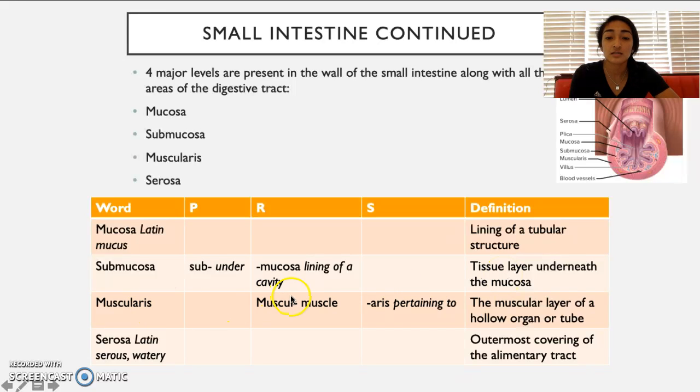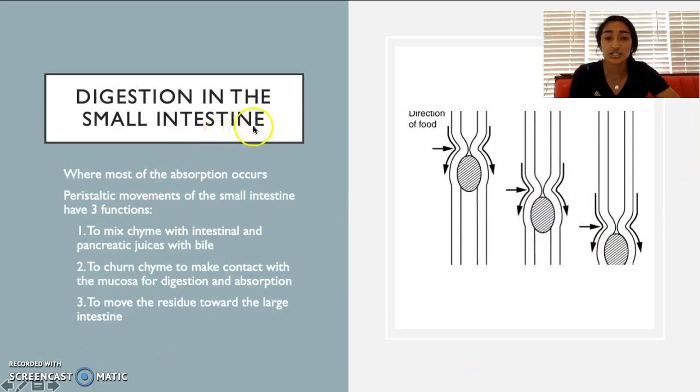The muscularis, muscul, the root meaning muscle, and the suffix aris meaning pertaining to, the muscular layer of a hollow organ or tube. Serosa is Latin for serus, watery. It is the outermost covering of the alimentary canal. Digestion in the small intestine. Where most of the absorption occurs is in the small intestine.